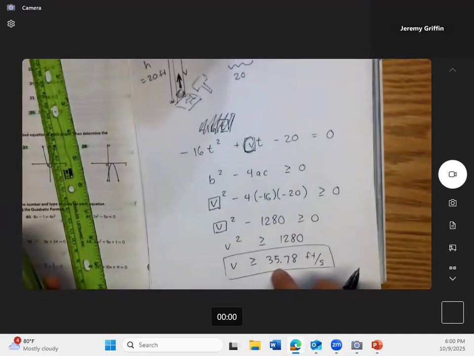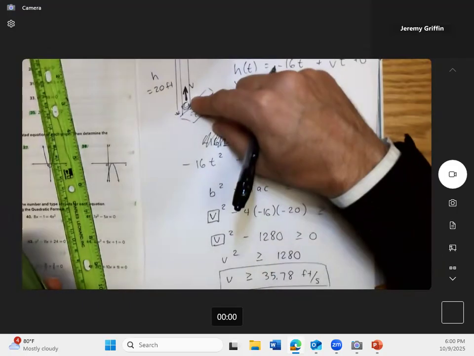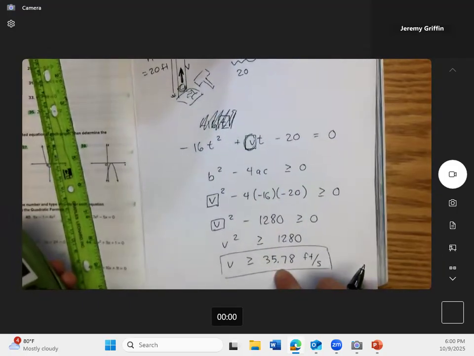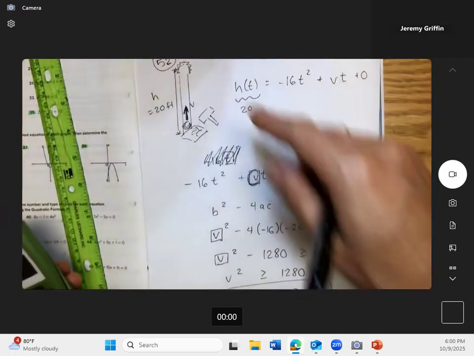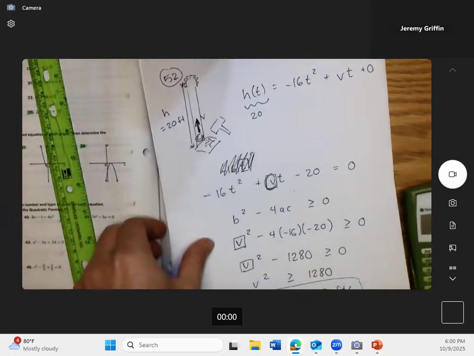If you only hit it like 22 feet per second, then no good. You won't make it there. If you hit it like 50 feet per second, oh, easily, right, easily you get there. Right. So there you go. That's what you're looking for.